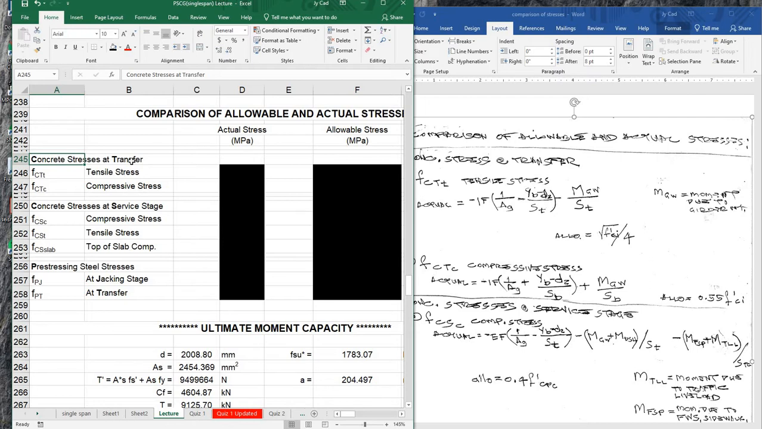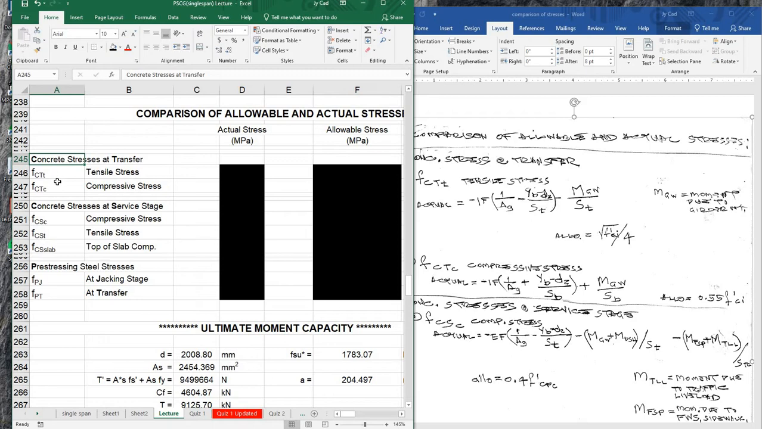Dito sa transfer, take note, ang applicable dito yung short-term losses. Okay? Sa service, ito na yung mga long-term losses. So, yung service stage, this one occurs after several years na. Okay, so dito sa transfer stage, meron tayong stresses sa tensile tsaka sa compressive.